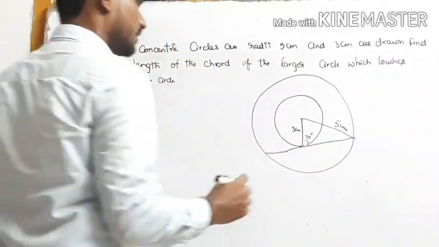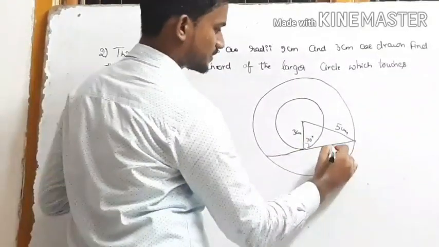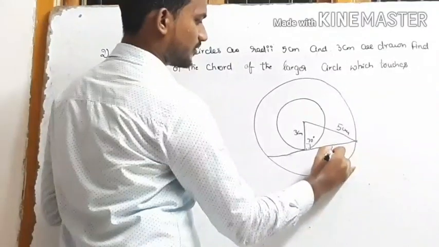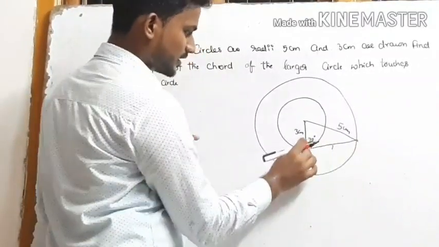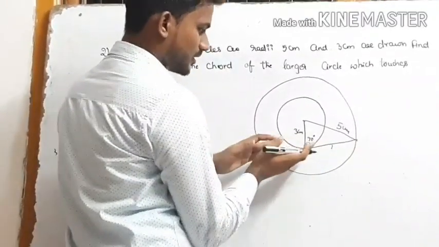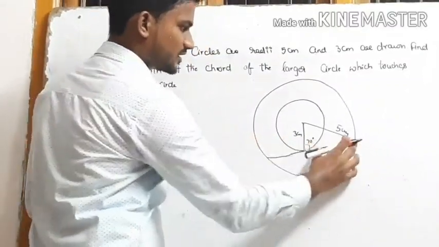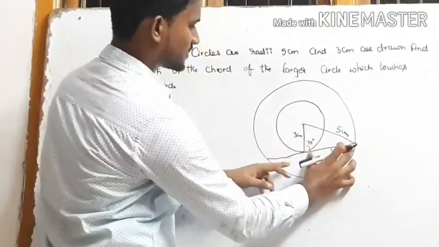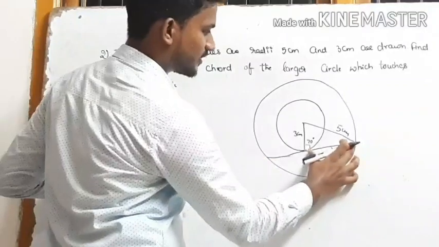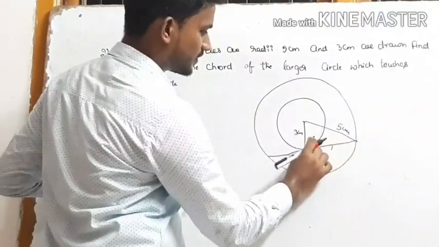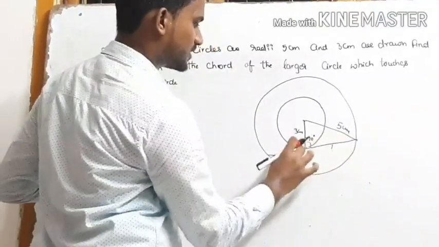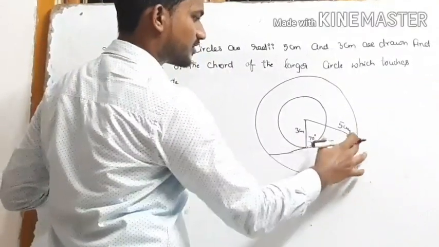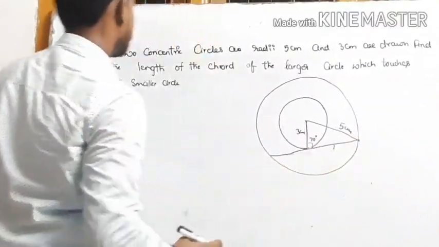Okay. We want to find this line. If we find this line, then we will find this length also. These both are the same. So if we find this length, then we will double this length, and then we can find the length of this chord.